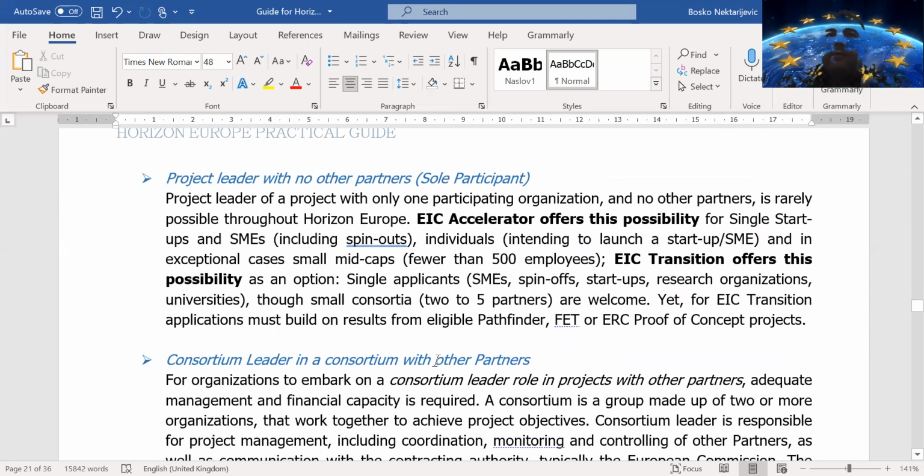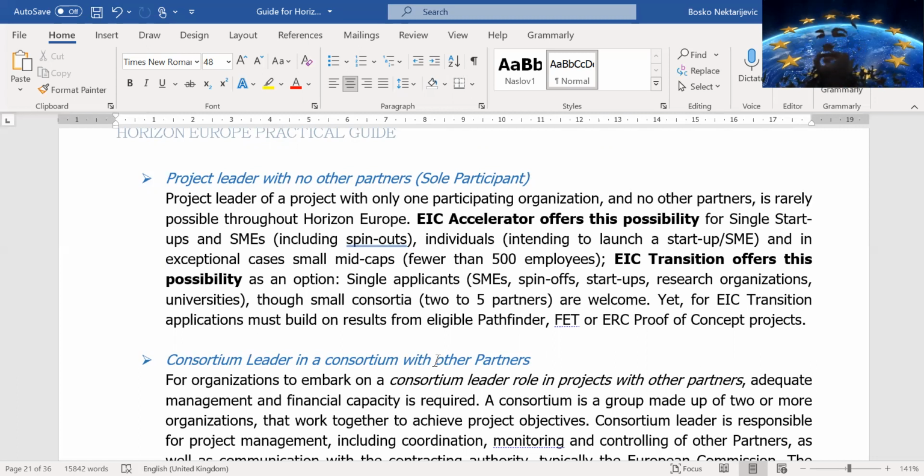So, the 3 most common roles. Project leader with no other partners, meaning project leader for projects with only one participating organization and no other partners, is a rarely possible role throughout Horizon Europe. That would probably be only within the European Innovation Council Accelerator Scheme. That's how it's called, and later on I'll explain it. This scheme offers this possibility for single startups and SMEs, including spin-outs and individuals intending to launch a startup or SME, and in exceptional cases, mid-caps as well.